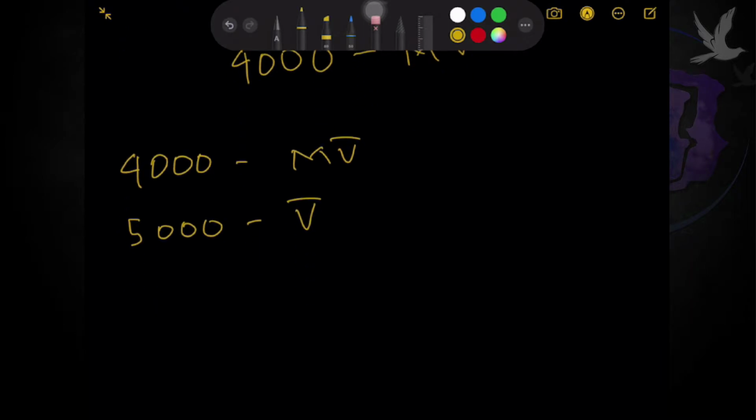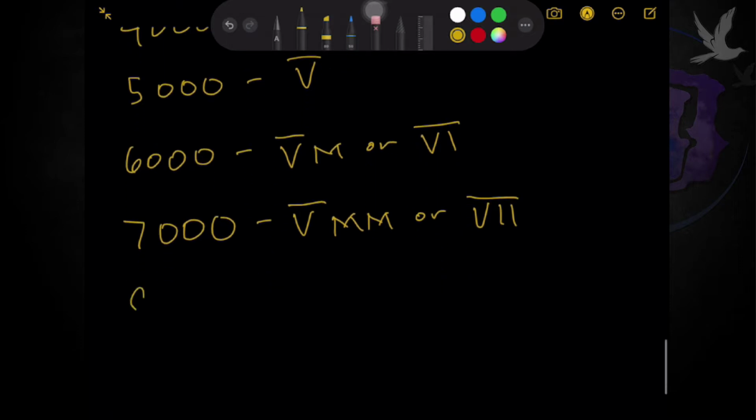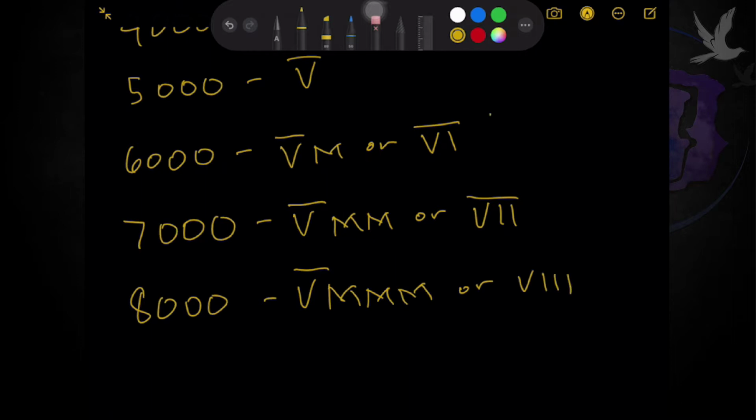Doon naman sa 6,000 natin, you have V line then M, or can actually be written as VI with the line on top of both. Okay? Sa 7,000 naman, you can write V, a line on top, and then 2 M's, or V and II and the line on top of all three. On top of everything. So same goes for 8,000, same logic. We have V, M, M, M, pero yung line is only on top of V, or writing like the symbol of 8. If you notice, it is like 6, 7, 8 with the symbol on top of everything.